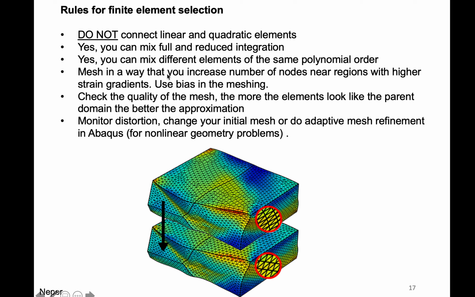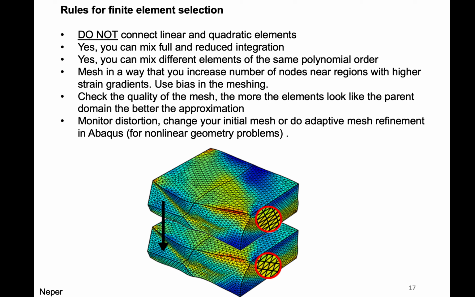Mesh in a way that you increase the number of nodes near regions with high strain gradients. Use bias in the meshing. We talked about this for the plate with a hole. There's no point in refining the mesh in the far field because the solution is very, very smooth. The strain changes very slowly. However, near the hole, you have these really high strain gradients. So in that part of the mesh, you really want to have a fine mesh.